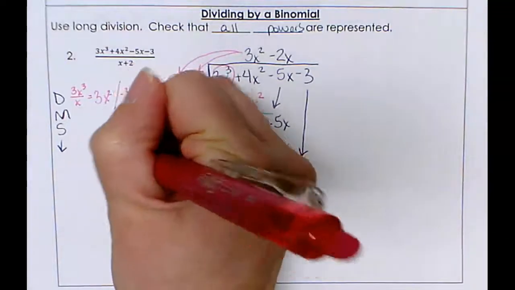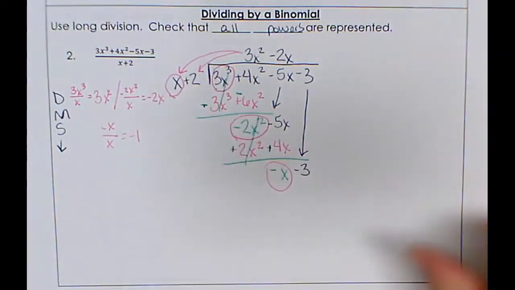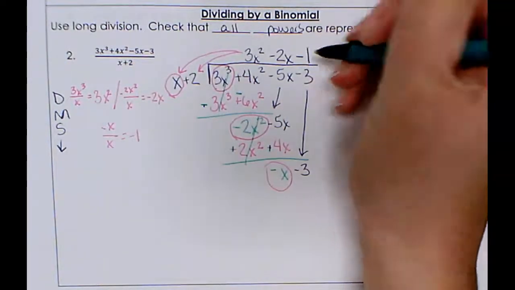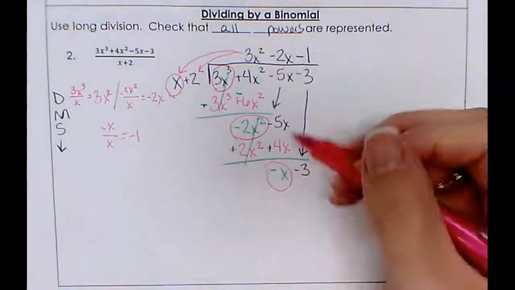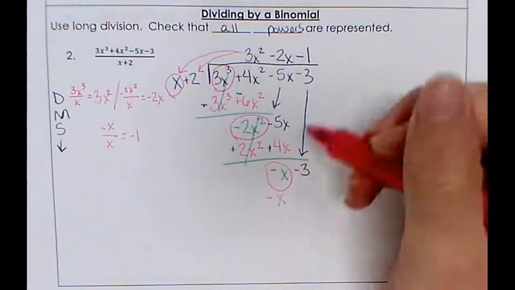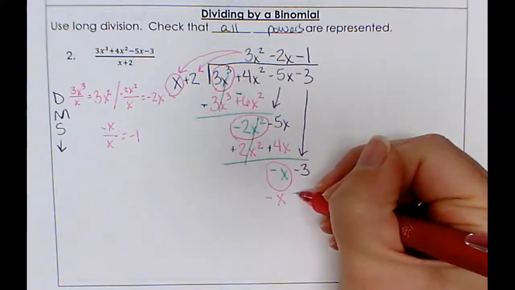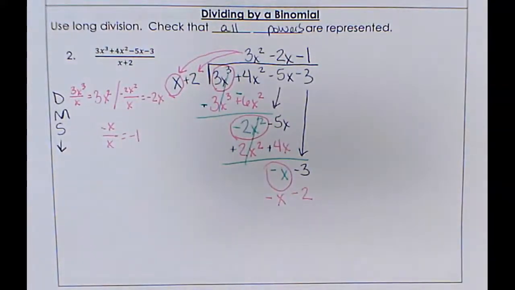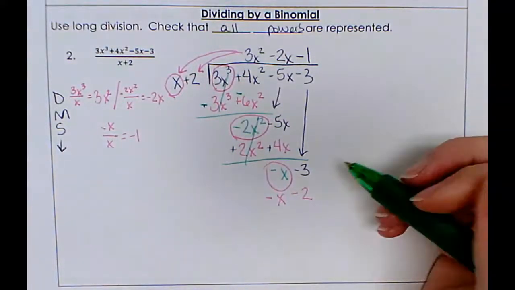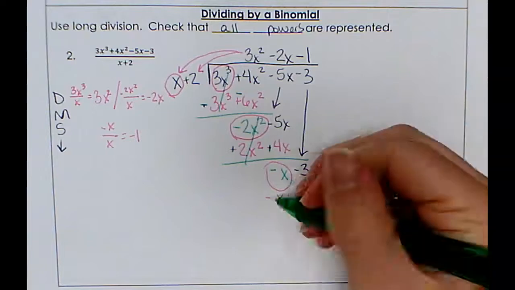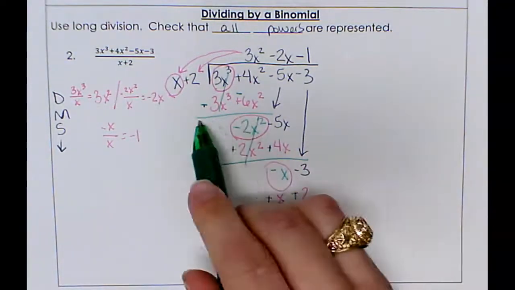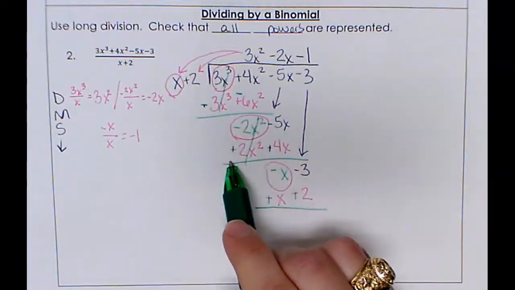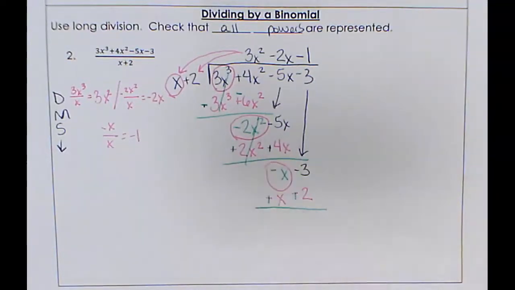Negative x divided by x is negative 1. So that's going to go up top. I do my multiplication. Negative 1 times x is negative 1x. Negative 1 times 2 is negative 2. Something that helps people remember how to subtract here is to draw the line, change both signs. So every time we draw the line, change both signs, draw the line, change both signs. So that might help you remember.